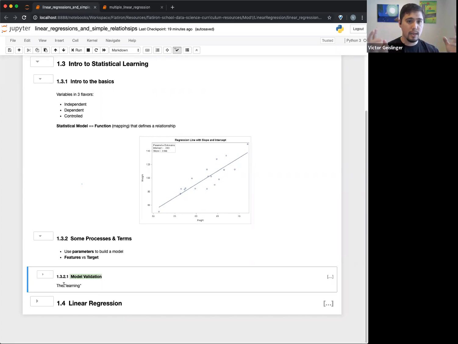And when I say we, usually we're talking about a computer algorithm, figuring out how do we do that, okay?